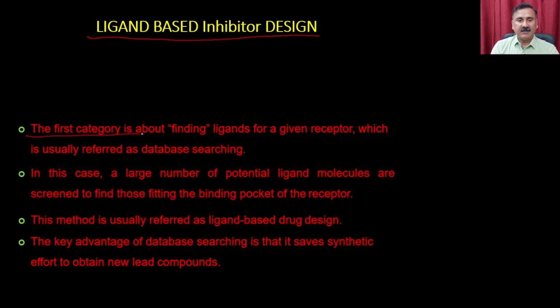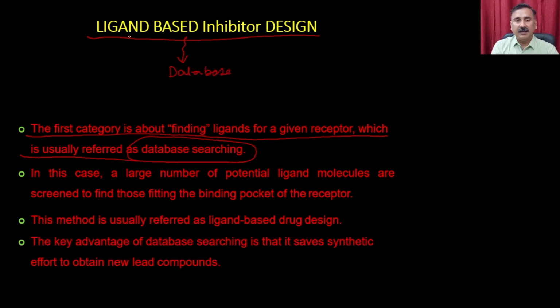So the first category is about finding ligands for a given receptor, which is usually referred to as database searching. Ligand-based inhibitor design means you are going to search the database taking this ligand into account. You know that this ligand binds to that particular enzyme, or it is an inhibitor for it. So now you use this and identify another molecule in the database.